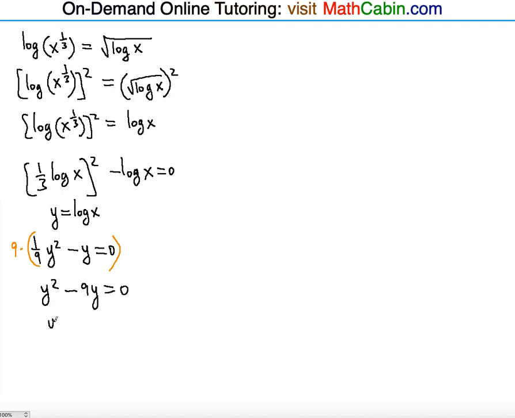Right, so now we can factor this. The greatest common factor of these two terms is y, so we take it out, and then we're going to have y minus 9. As you can see, it factors well. If you multiply this back, you're going to get this, is equal to 0.